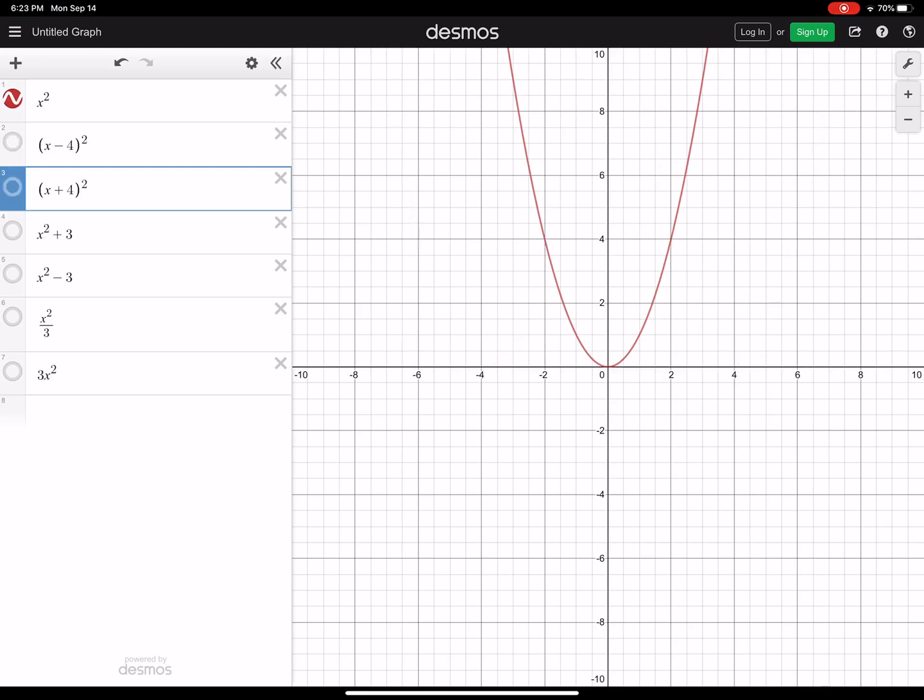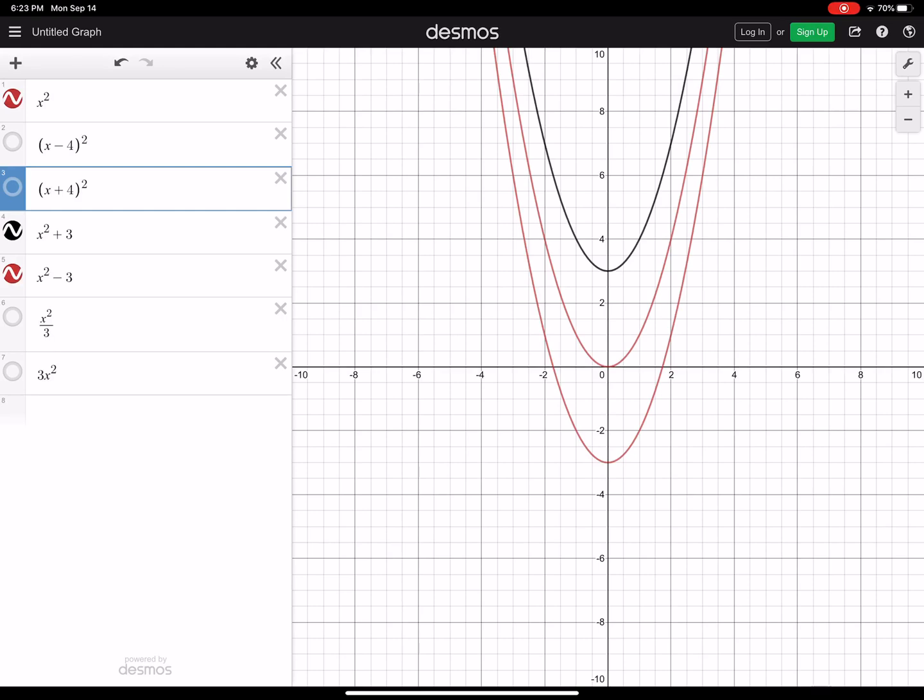Now, I want to show you what to do to move it up 3 units. We're going to get rid of the parentheses and we're going to add 3 like that. That moves it up 3 units just by adding 3 to the function. Similarly, if I wanted to drop it 3 units, I would go with the x squared minus 3.